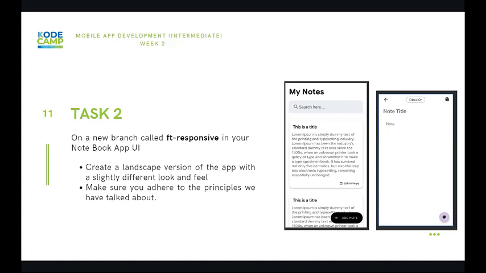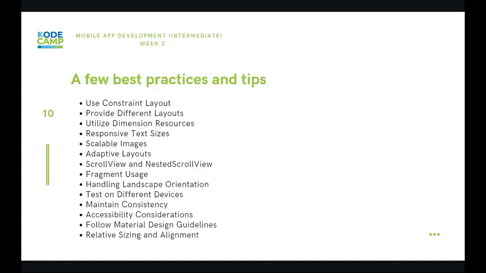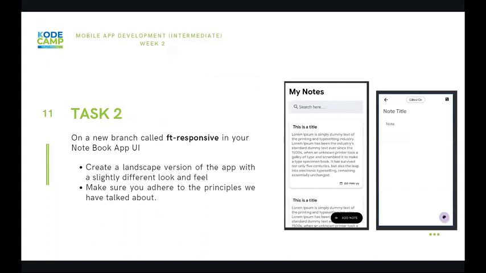I want to see most of these principles play out in your code. I want to see your dimension resource, your scalable images, and your scroll view when necessary. I want you to handle landscape orientation, which is what I just asked you to do. Maintain consistency in your sizing and alignment, utilize your dimension, like I've said already, and your responsive text. So apply these practices now in your notebook app UI, on a branch called FT Responsive.